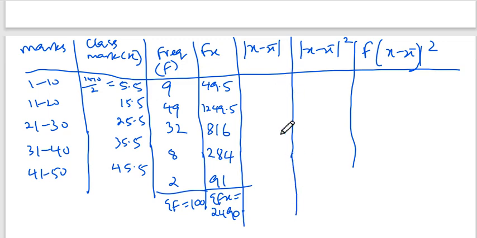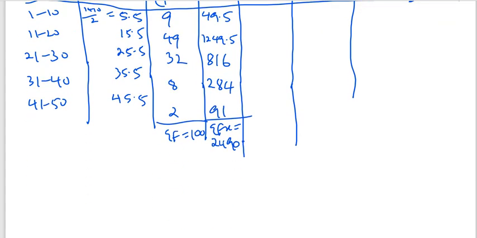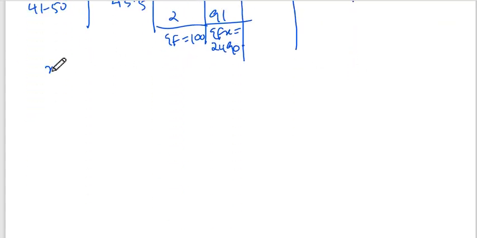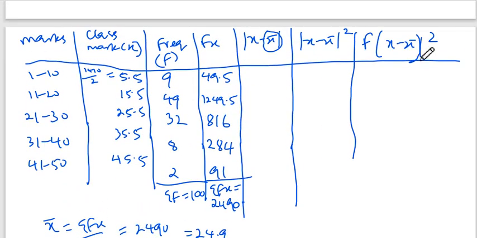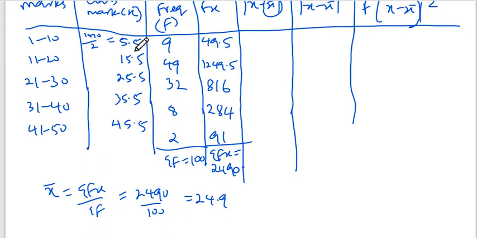Now for our deviation, we can't get our deviation without the mean. You see this symbol, this x bar here, stands for the mean. So to get the mean, there's a formula for that. X bar is summation fx divided by summation f. That's 2490 divided by 100, which is equal to 24.9. Now we'll be subtracting the values of our x from 24.9.